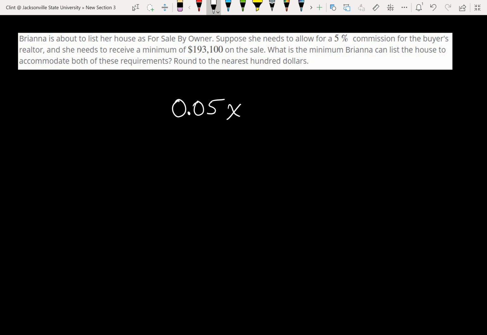And this commission is going to be subtracted off from the selling price of the house, right? So remember, X is our price of the house. And so we want to take the price that the house sells for minus the 5% of that price that's going to be the commission. And that has to be our $193,100. So that's how much she's trying to end up with in her pocket.